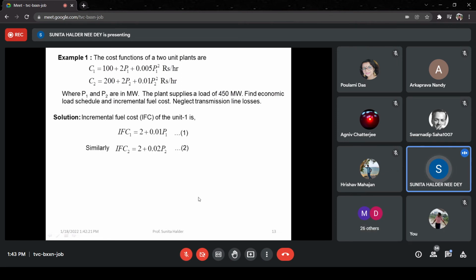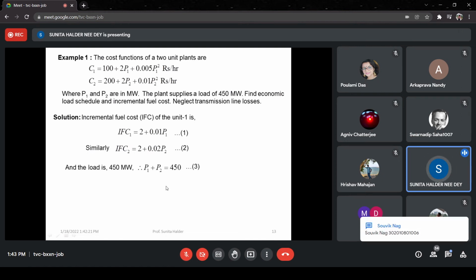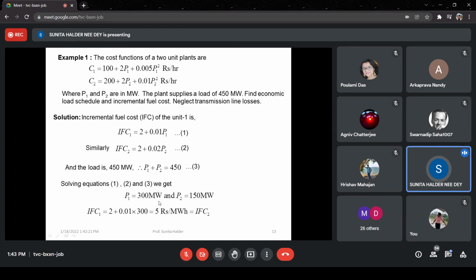So just find out the incremental fuel cost, equate them, and use another equation, summation of generation equal to load. Load is 450. So if we solve it, we get 300 and 150 as the generation schedule. And the incremental fuel cost, if you check, will come the same, because we actually get this economic generation schedule by equating the incremental fuel cost. Sometimes, along with that, it is asked to find out the cost. So just put P1 and P2 in the cost function, and you can get the fuel cost, the running cost at that condition.